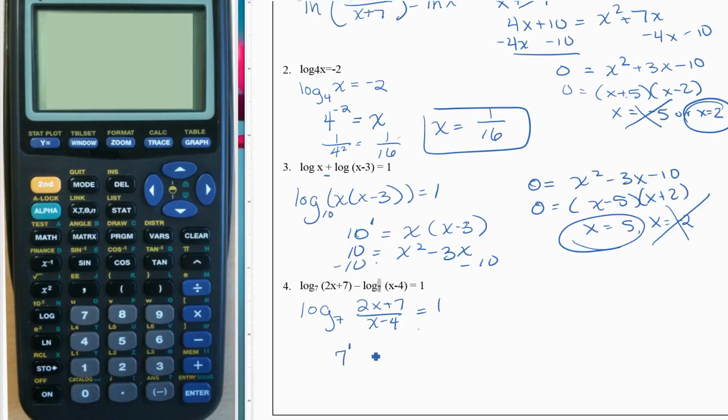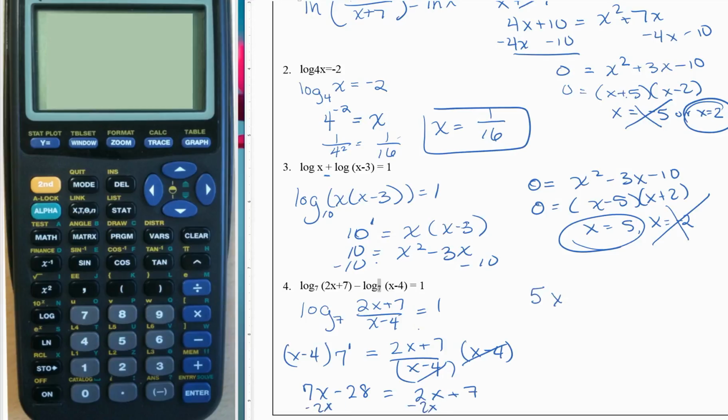7 to the first power equals 2x plus 7 over x minus 4. So I'm going to multiply both sides by x minus 4 to clear this denominator. So that would be 7x minus 28 equals 2x plus 7. I'm going to subtract 2x from both sides. That would give me 5x minus 28 equals 7, and I'll add 28 to both sides. So 5x equals 35, and then we'll divide both sides by 5, x equals 7.